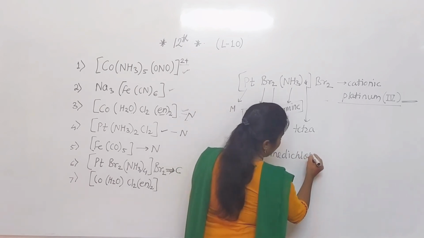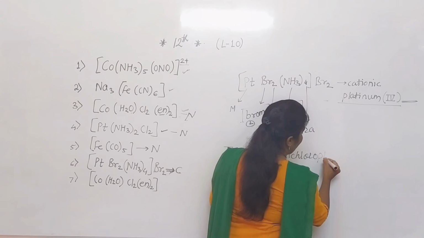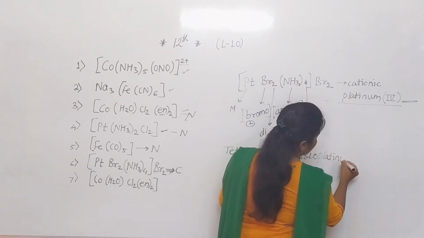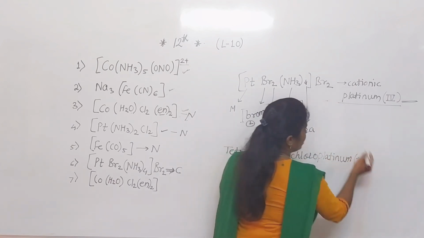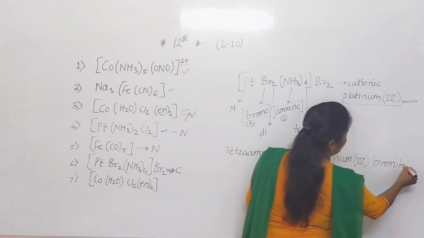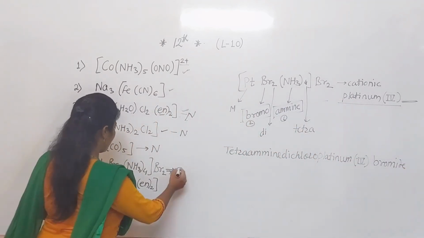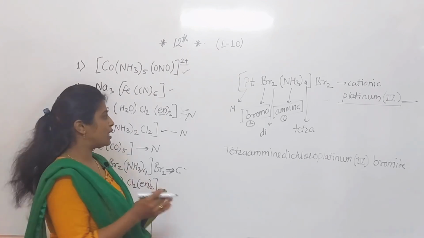Tetraamine dichloro. After that, the metal, that is platinum. Its oxidation number is 4. And after that, bromine is there. For that one we have to write it as bromide. Okay, clear to everyone? Here we have completed our next example, and now the last example remains, that we will complete right now.